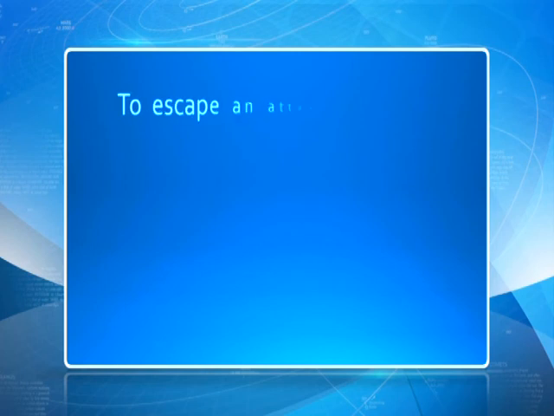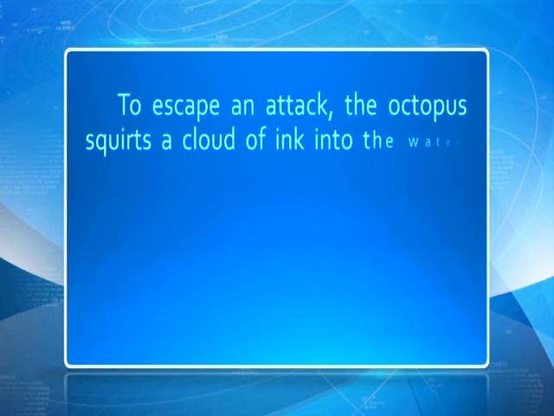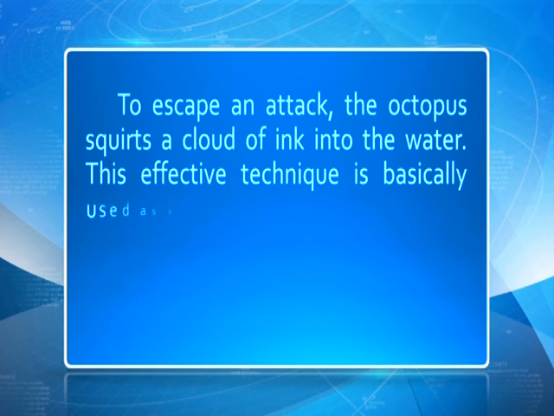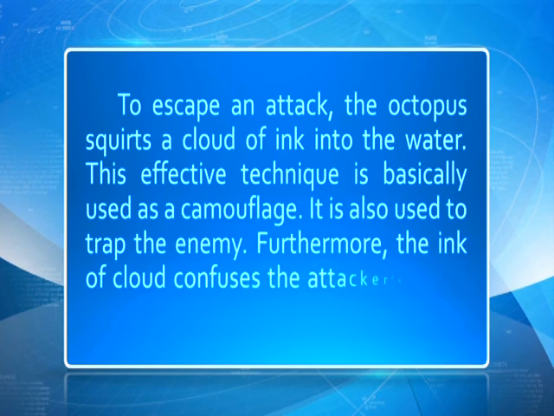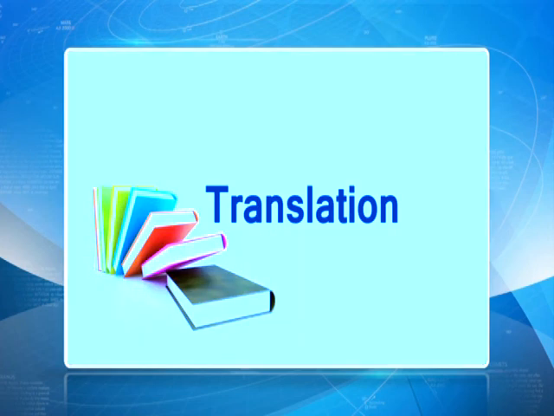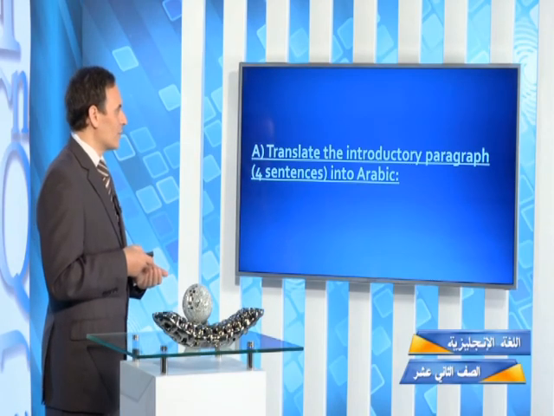Okay, so to answer this question and to summarize that paragraph, we can say, to escape an attack, the octopus squirts a cloud of ink into the water. This effective technique is basically used as a camouflage. It is also used to trap the enemy. Furthermore, the ink cloud confuses the attacker's sense of smell. Great. Now let's move on to translation.